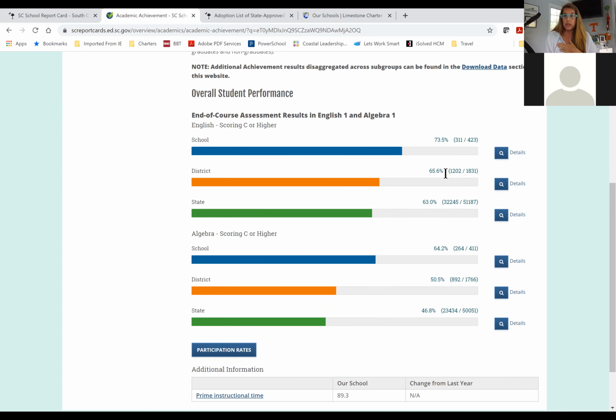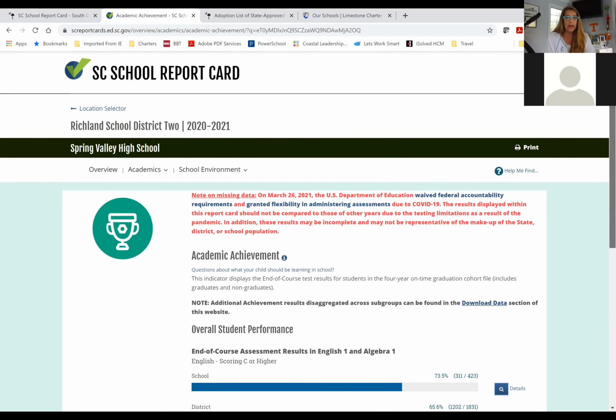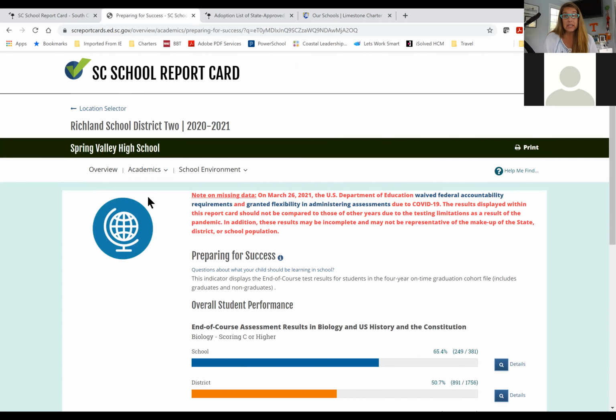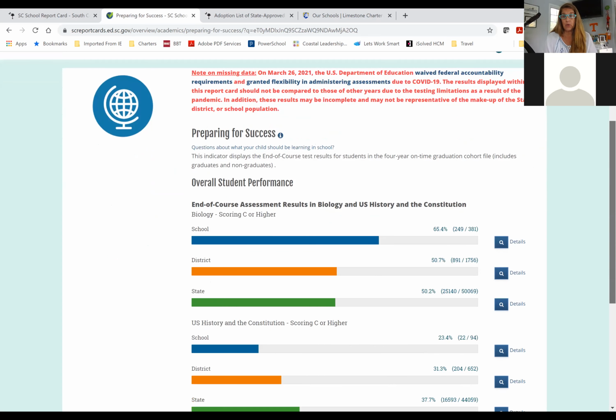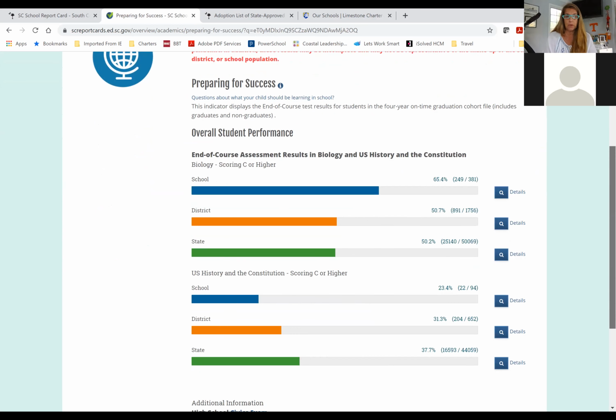So if I was starting a charter school in this area, I really need to know how the local school is doing in English. Algebra, again, they did much better than the state. The state's at a 46, and they're at a 62, right? Now, we go back after academics, we want to look at preparing for success. This is science and American history, US history and Constitution, right?